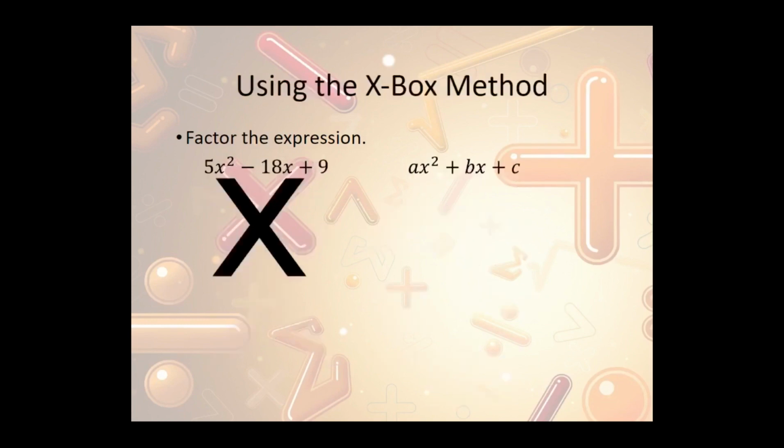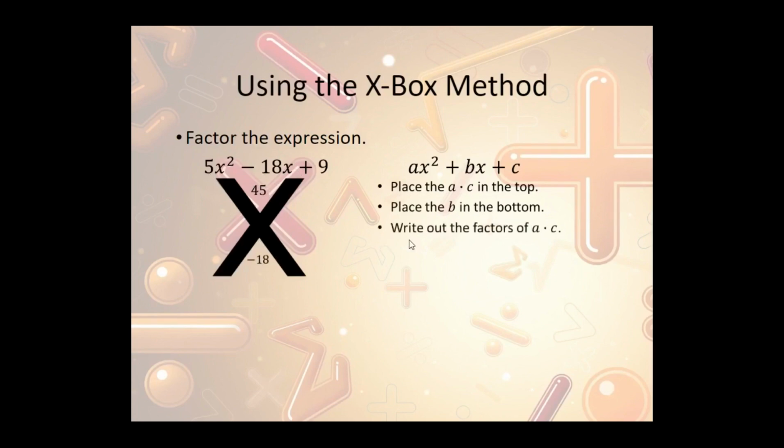Now what if the a value is not 1, like in the previous examples? So in this one we have 5x squared minus 18x plus 9. Well, we're still going to use the x method, but we have to add a little bit to it later on. And this becomes the x box method. So the way we start is we're going to multiply a times c and put that in the top. So 5 times 9 is 45. And then we put b in the bottom just like before, so that's negative 18.